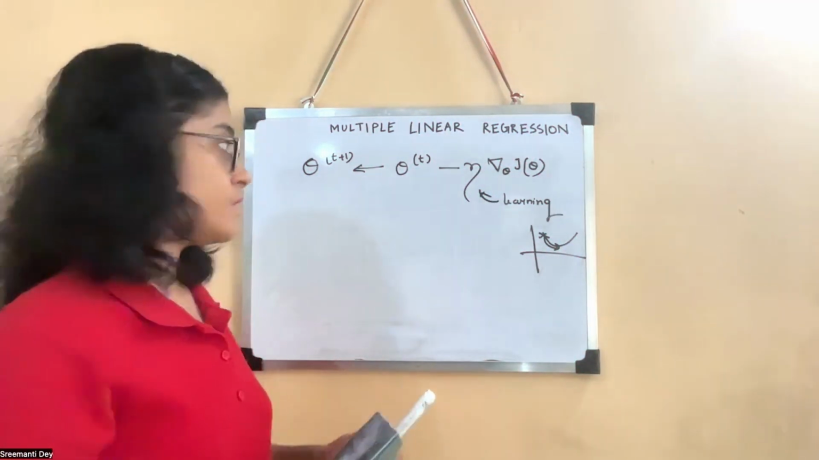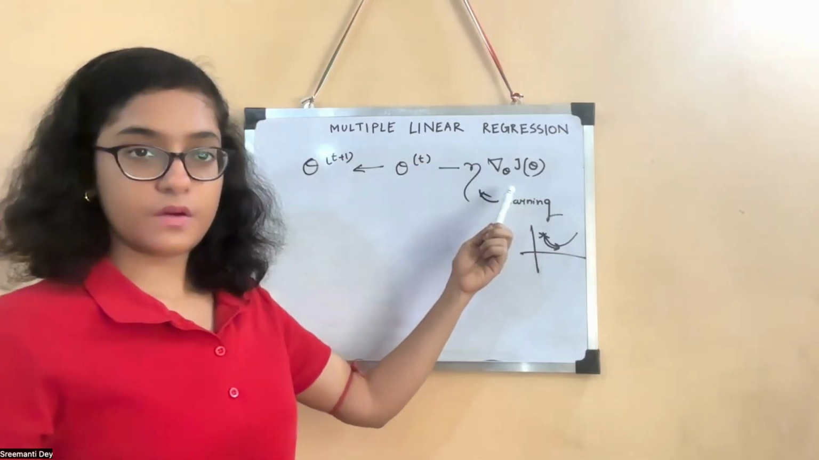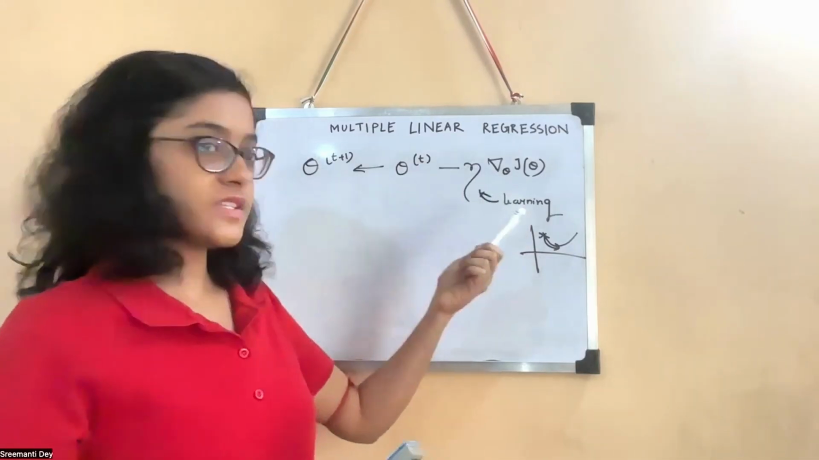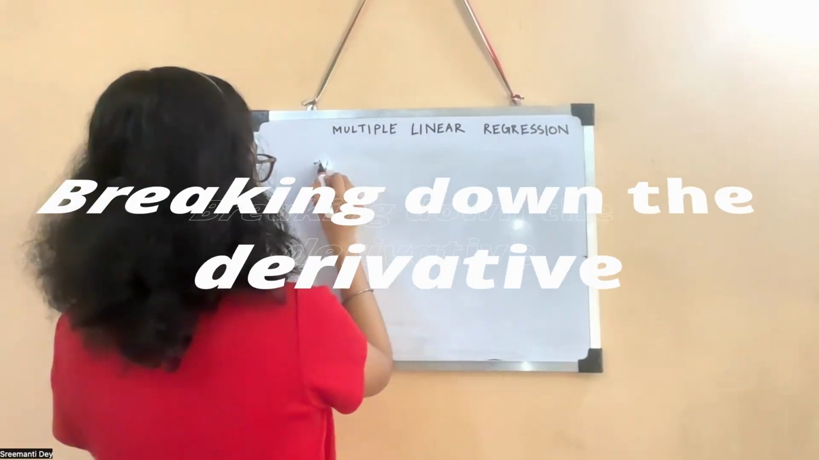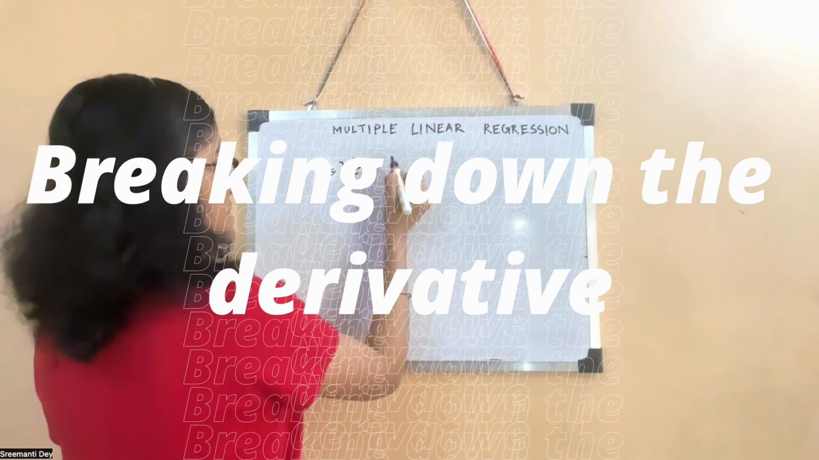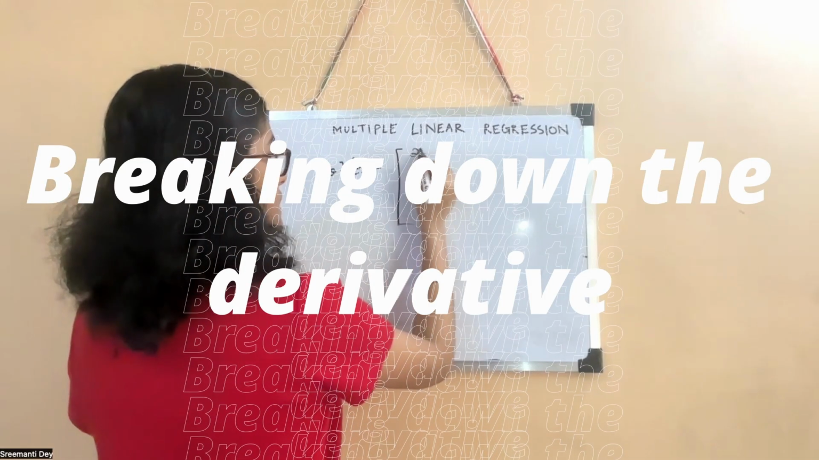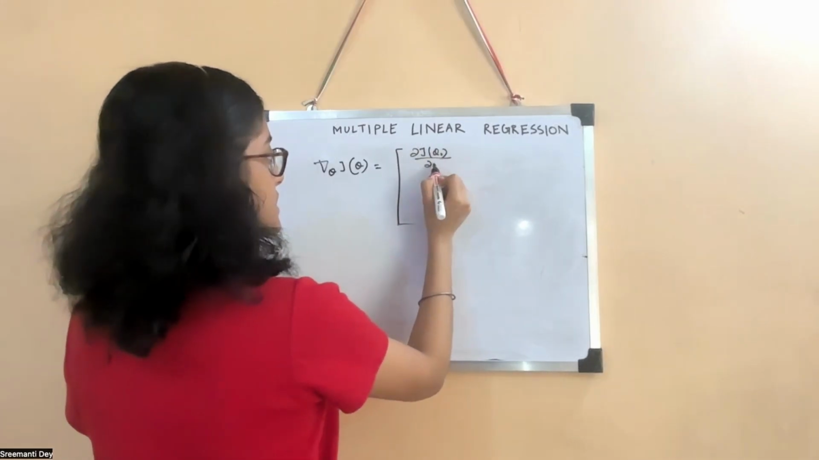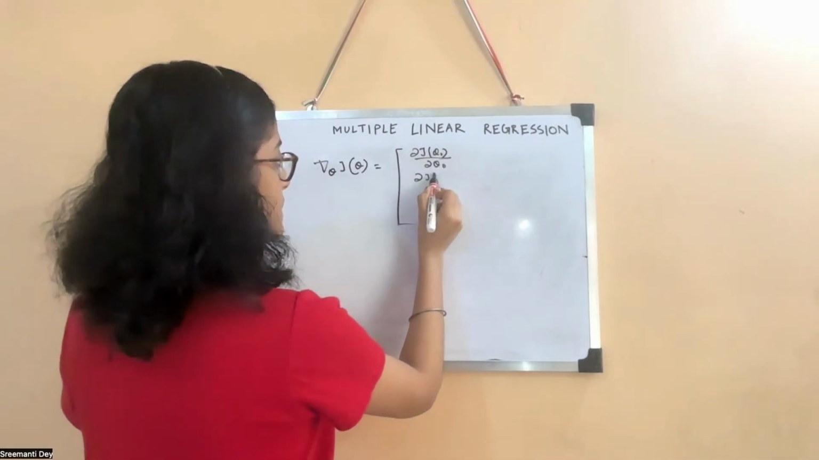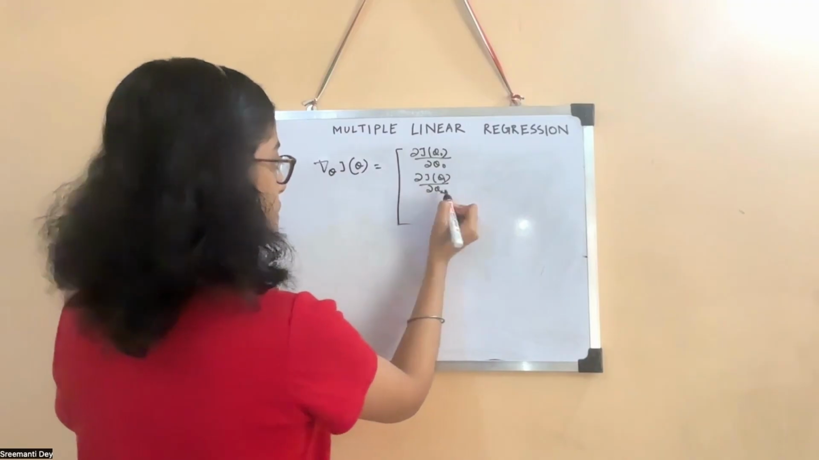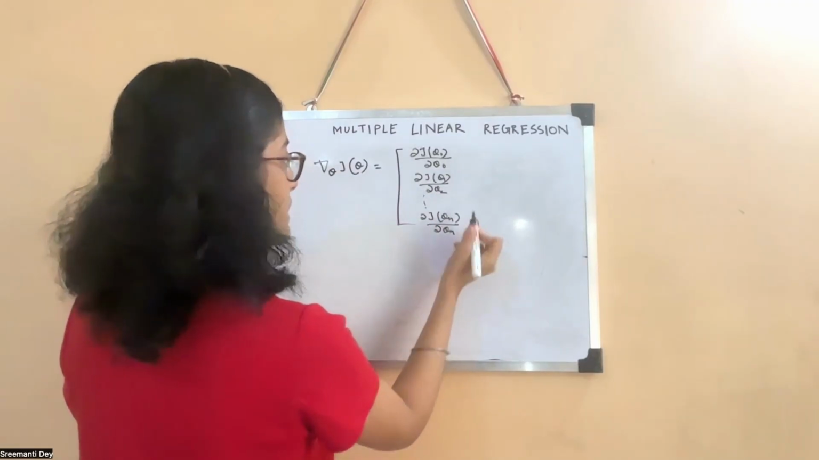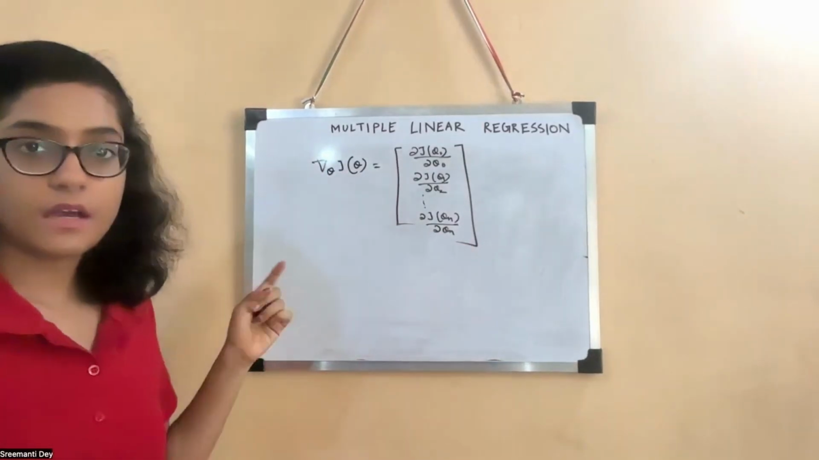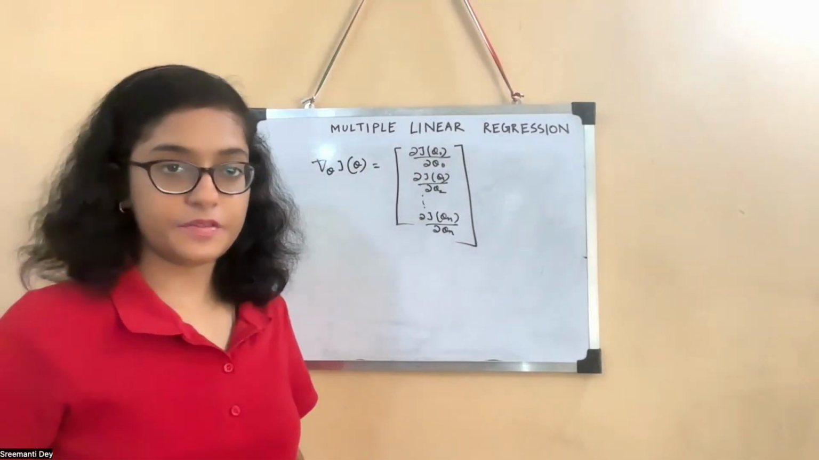Now we are going to break this down. This is the toughest looking thing in this formula. So what is this and why is it creating problems in our life? It is dJ(theta)/d theta 0, dJ(theta)/d theta 1, dJ(theta)/d theta 2, up to dJ(theta)/d theta n. This is our derivative.